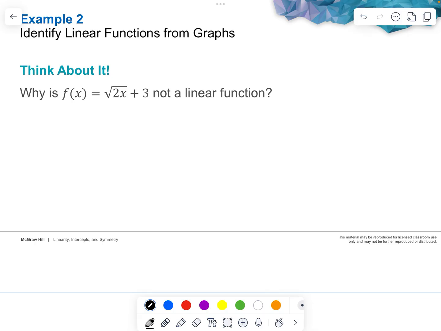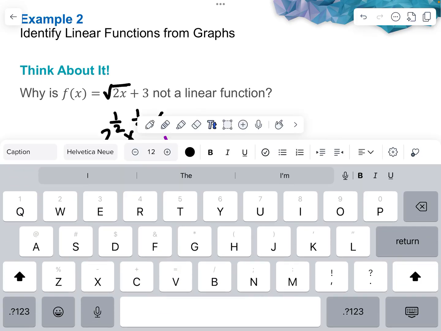And think about this one. Why is the function, the square root of 2x plus 3, not a linear function? Well, it looks like x does not have an exponent. And if you don't know this, we will talk about this later this year, but a square root is the same thing as an exponent of 1/2. So square root of 2x could be written as 2 to the 1/2 x to the 1/2, and therefore that makes that nonlinear.